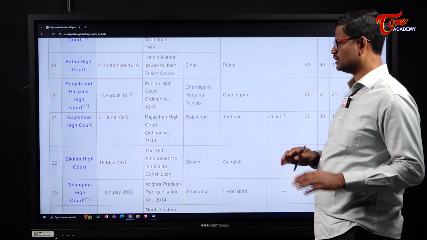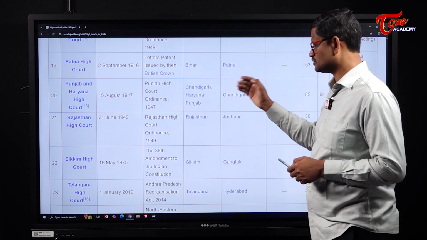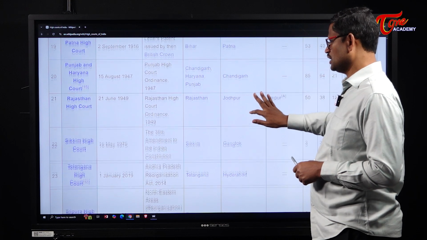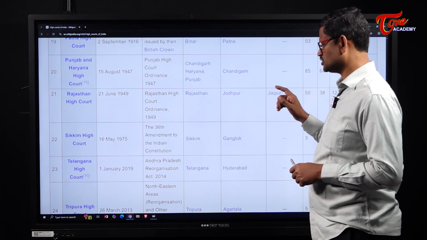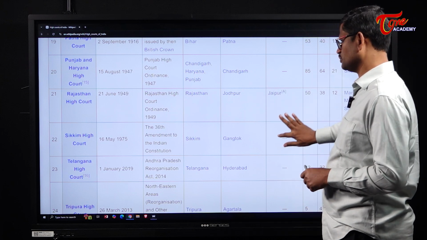Punjab and Haryana High Court is again a common High Court. So it is common for Punjab, Haryana and also Chandigarh, which is a union territory. Rajasthan High Court is not located in Jaipur, which is the capital city, but instead is located in Jodhpur and it has a bench in Jaipur.